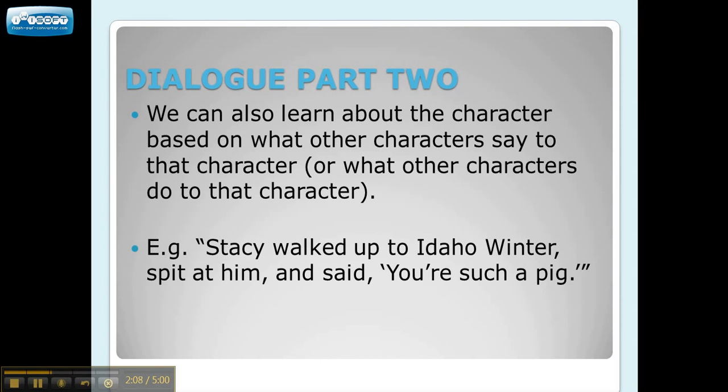We can also learn about a character based on what other characters say to that character, or more broadly speaking, what other characters do to that character and how they behave towards that character. There's a book called Idaho Winter, where Idaho Winter is this great guy, but he's really downtrodden. Everybody kind of walks all over him and makes fun of him. For example, we can learn about who he is if Stacy walks up to him, spits at him, and says, "You're such a pig." We can figure out what other people think about him and use that to influence our own judgments.